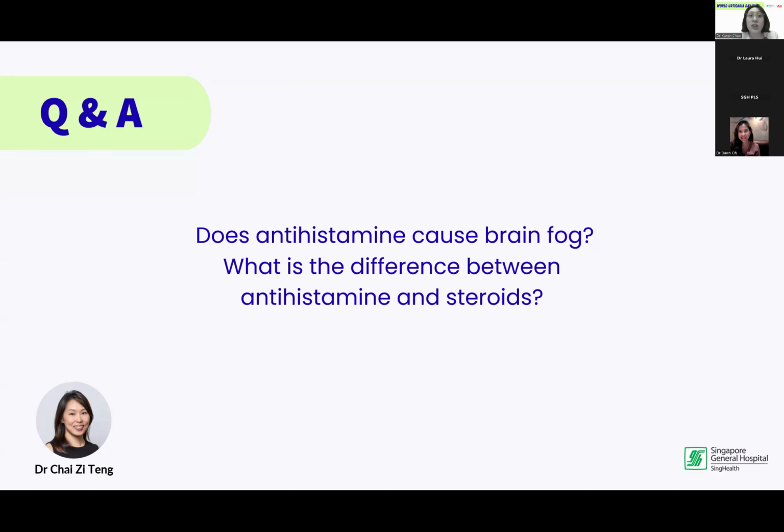We now prefer non-sedating antihistamines because of the side effect profile. It shouldn't cause any drowsiness or brain fog or tiredness. And there are many different non-sedating antihistamines out there. For example, loratadine, levocetirizine, fexofenadine or Telfast, the brand name. Bilastine has been asked a few times on the Q&A section, so that's a non-sedating antihistamine. Rupatadine. So there are many types of antihistamines.